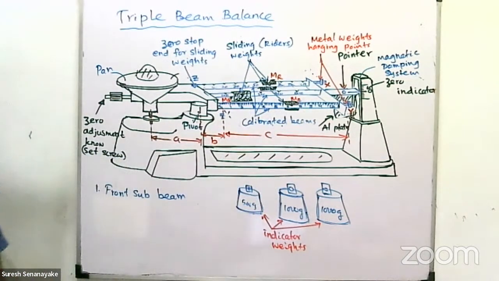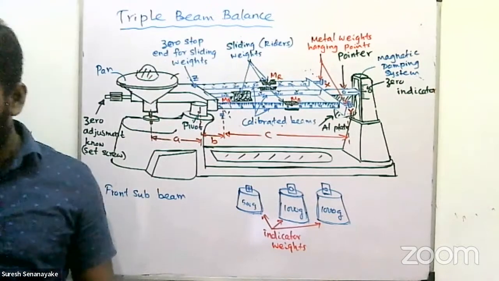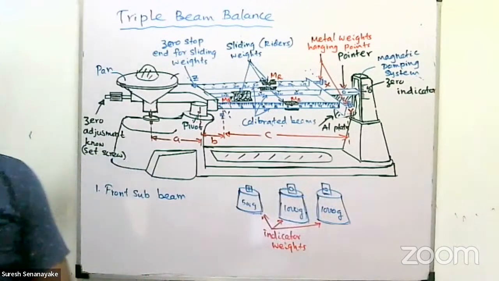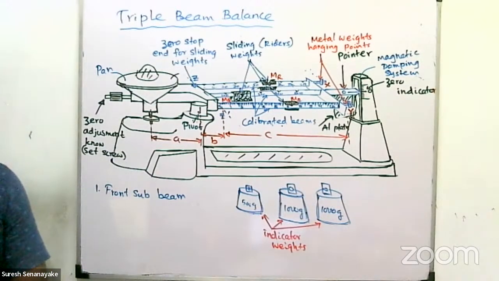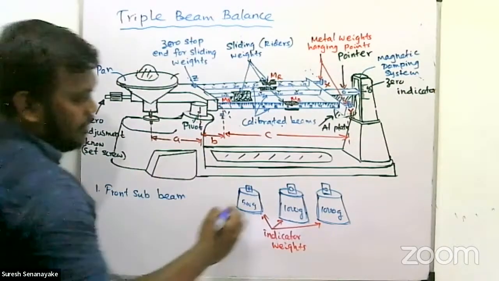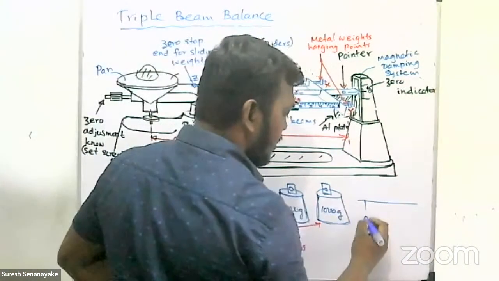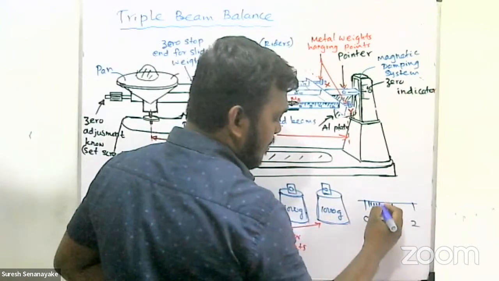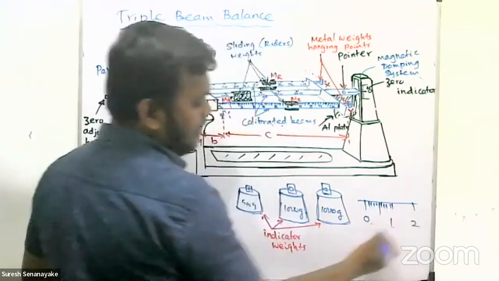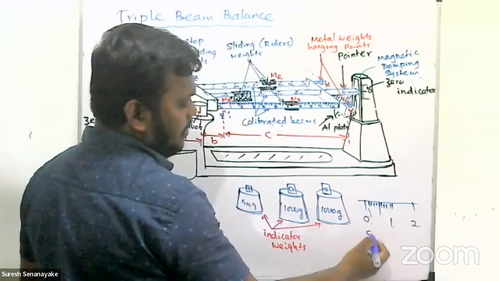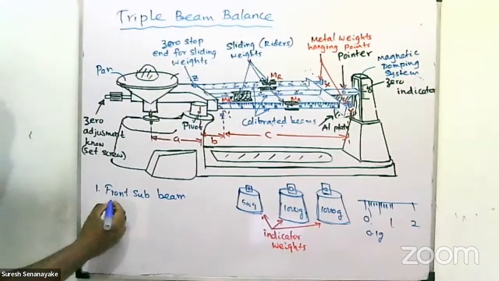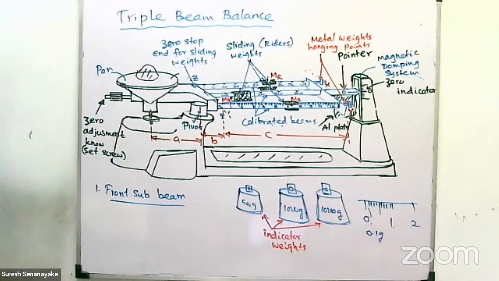It is calibrated from 0 to 10 grams with 0.1 gram division continuously. Each of these is divided again into 10 parts, 1, 2 and so on, so a 1 gram interval is divided by 0.1 grams. So you can write there the front sub beam.